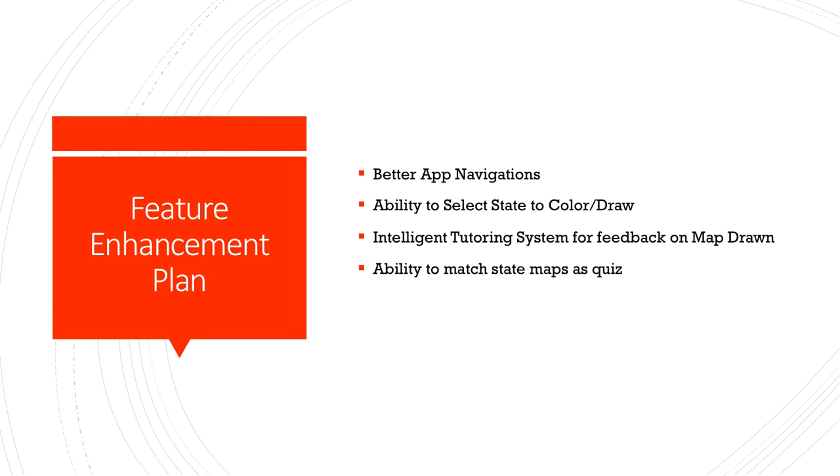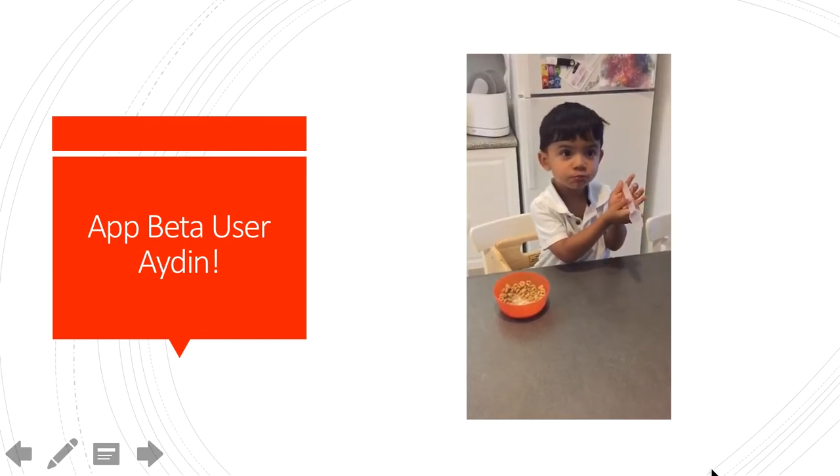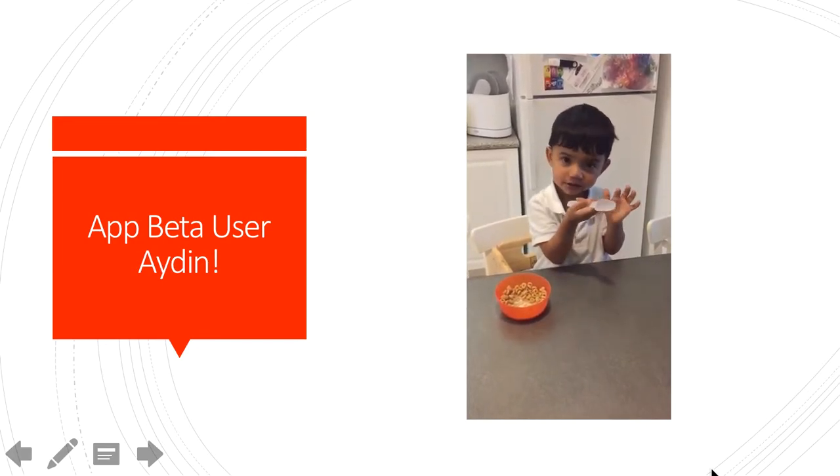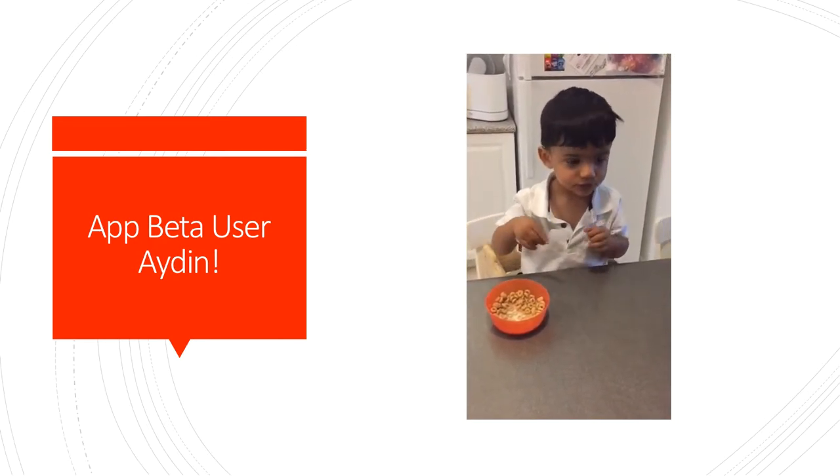Also, I wanted to do some kind of state mapping quiz. Basically, the shape of a state will be presented, and the user can put it in the US map to match it. So this will be kind of cool to have. Next, I will show this is my son actually using the app on my iPhone. So let's see.